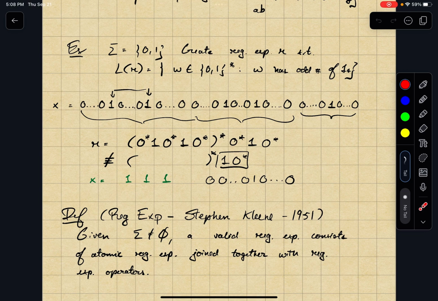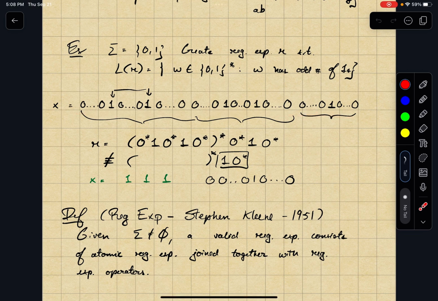So let's consider some arbitrary string in this language here. What must that string look like? Well, we know that this string has an odd number of ones. So if it has an odd number of ones, really what this means is it has pairs of ones, and then at some point it has one extra lonely one. So that's exactly what I'm going to describe here.